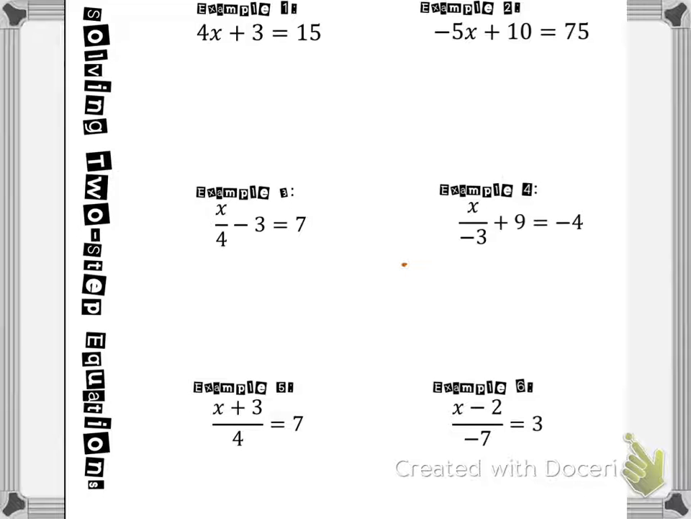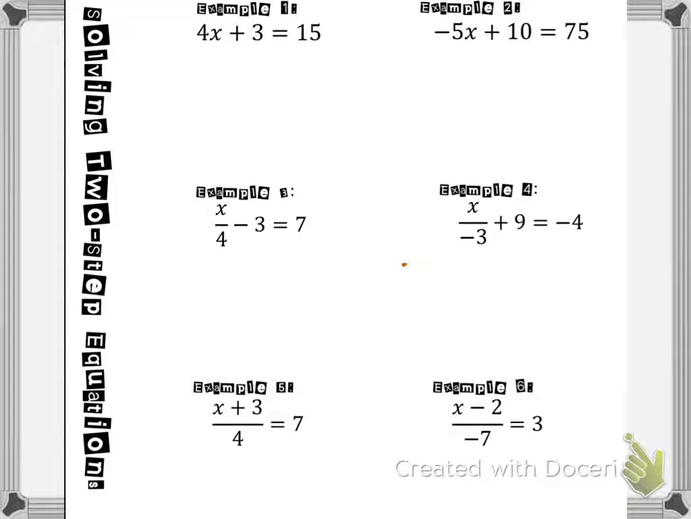Hey guys, so here is the second set of notes over two-step equations, and here we go. We're going to get into it. So we're going to look at example 1, and it is 4x plus 3 equals 15.